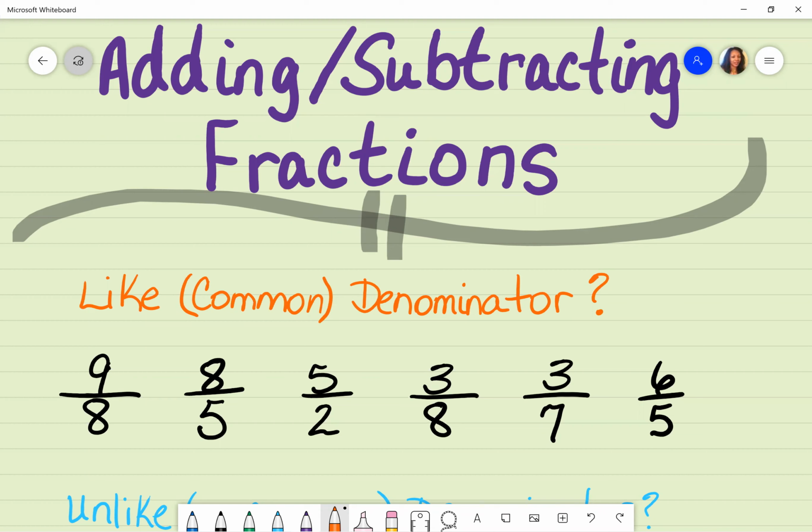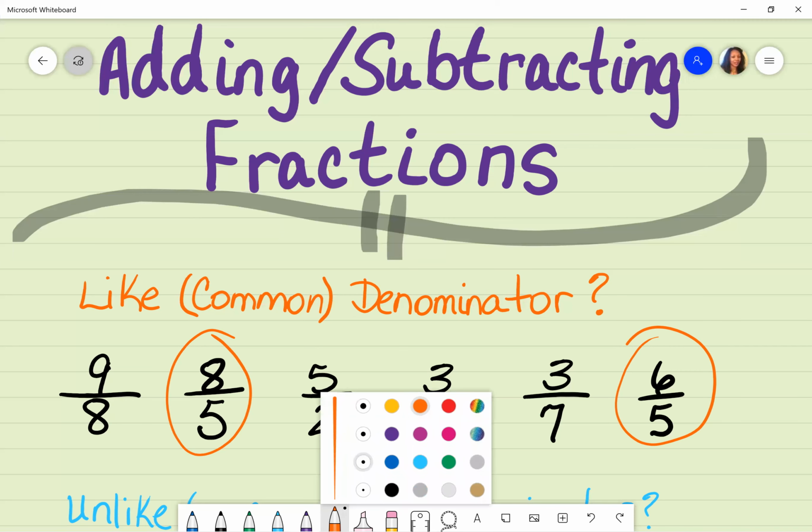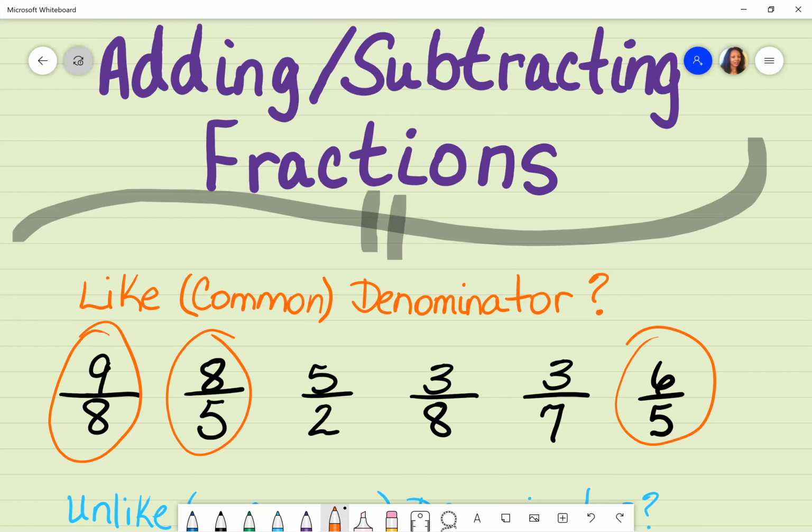All right, so do you see anything in this list of fractions? I actually see two pairs. Okay, one pair would be 6 over 5 and 8 over 5. And I know they are common denominators because they have the same number, 5. And the numerator doesn't matter because the directions ask us to find a like or common denominator. And then 9 over 8 and 3 eighths. These will also be like denominators.